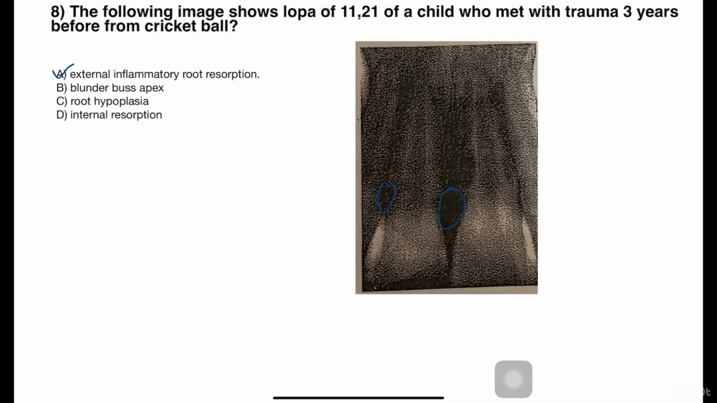So what is the treatment for external inflammatory root resorption? Here the treatment is to go for apexification using calcium hydroxide, which will resolve the external inflammatory root resorption.